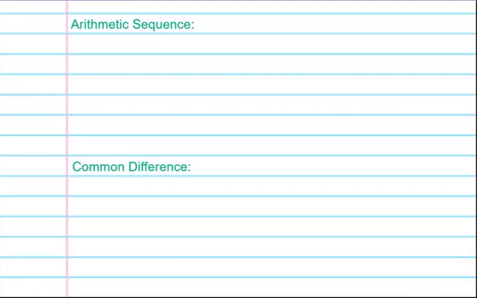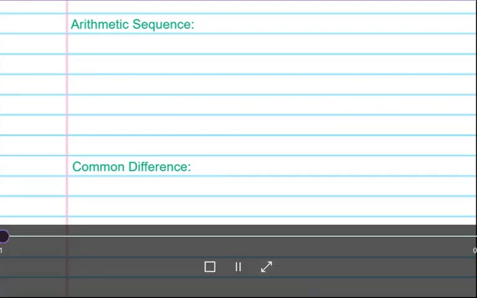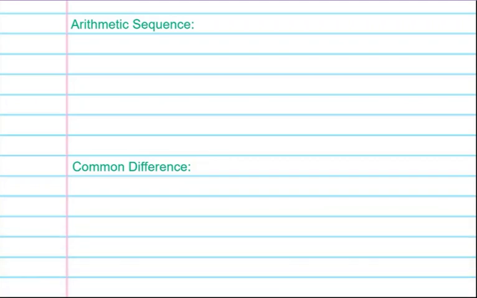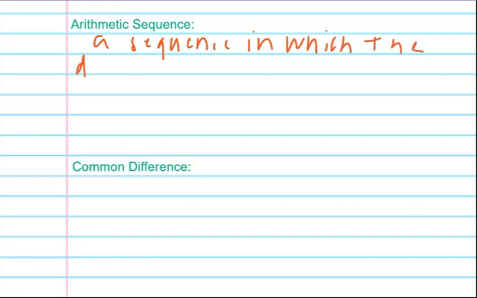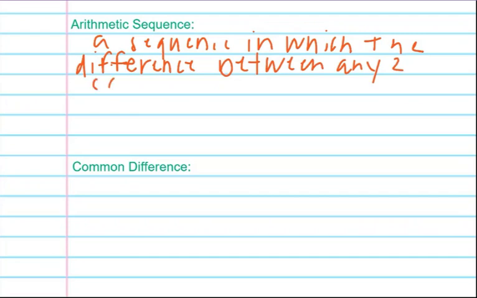So in this lesson, we're going to talk about arithmetic sequences. So first, an arithmetic sequence is a sequence in which the difference between any two consecutive numbers is constant.